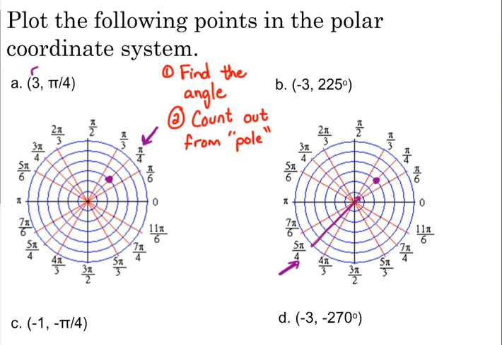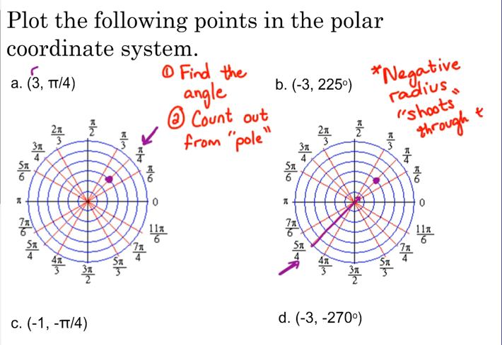So a negative radius, I'd make a note of this somewhere, a negative radius, for lack of a better term, I'm just going to say it shoots you through the pole to the other side. I think that makes sense, phrased that way.